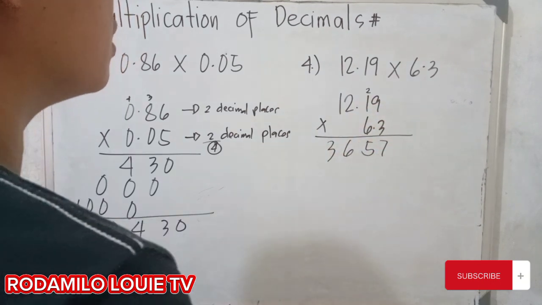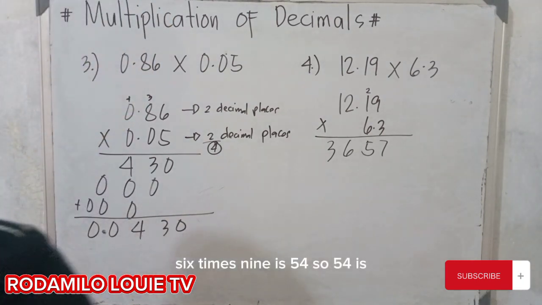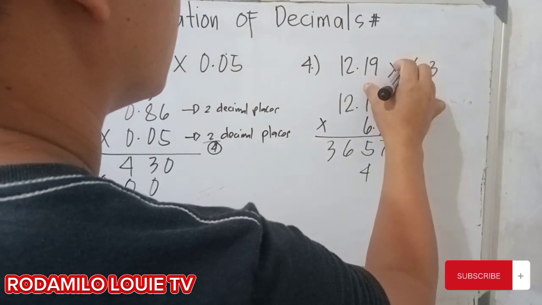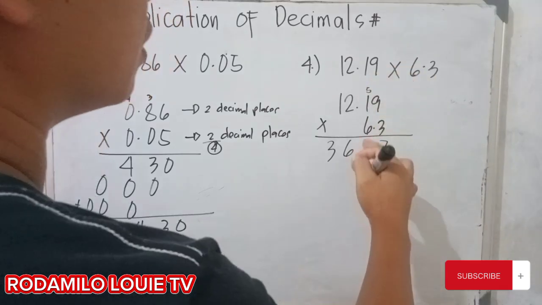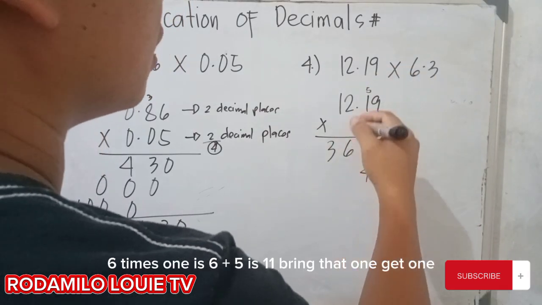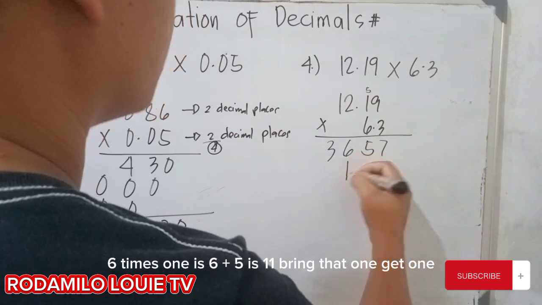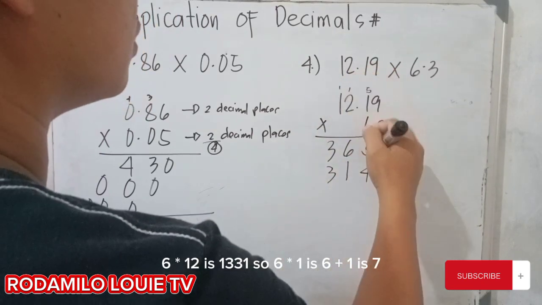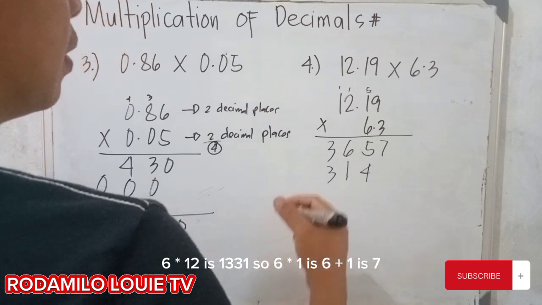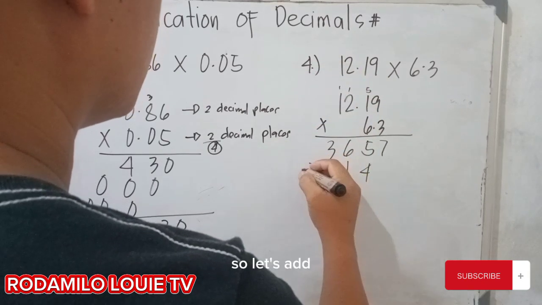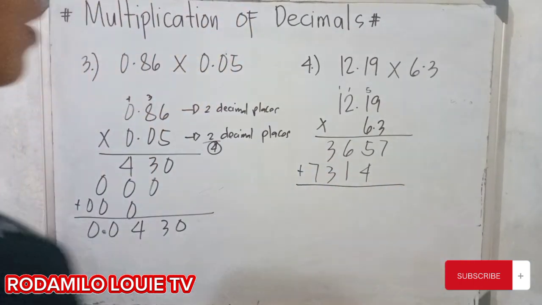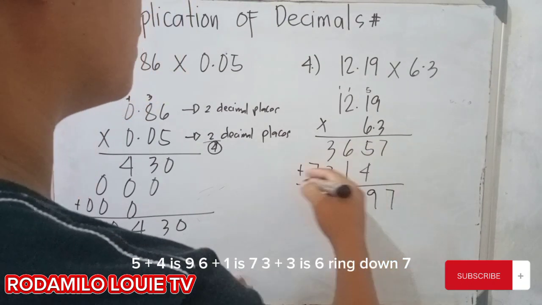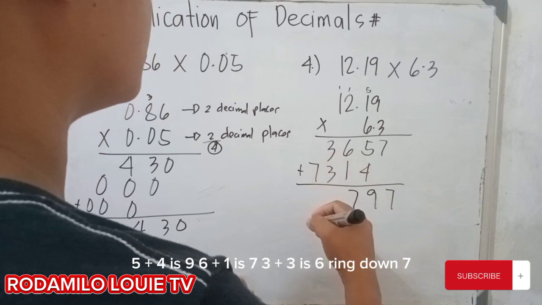Next, 6 times 9 is 54. So 4, carry 5. 6 times 1 is 6, plus 5 is 11. Bring down 1, carry 1. 6 times 2 is 12, plus 1 is 13. Carry 1. So 6 times 1 is 6, plus 1 is 7. So let's add. Bring down 7. 5 plus 4 is 9. 6 plus 1 is 7. 3 plus 3 is 6.